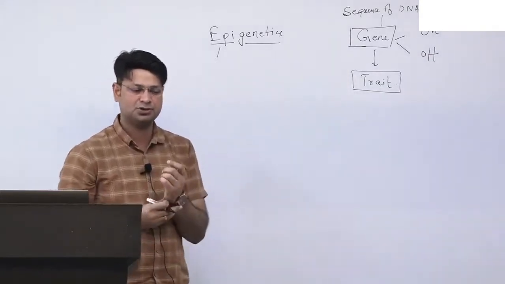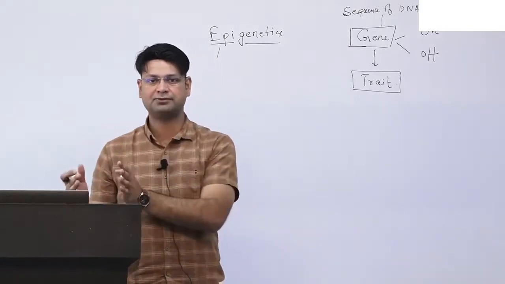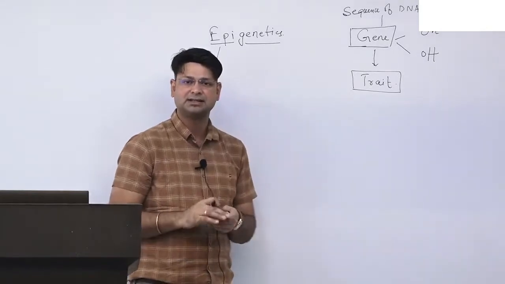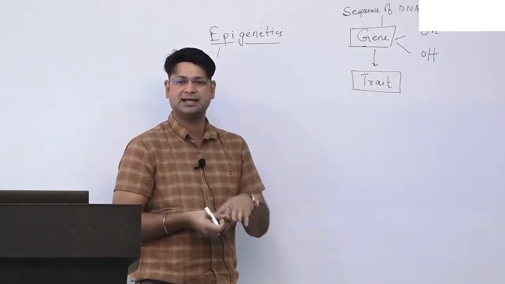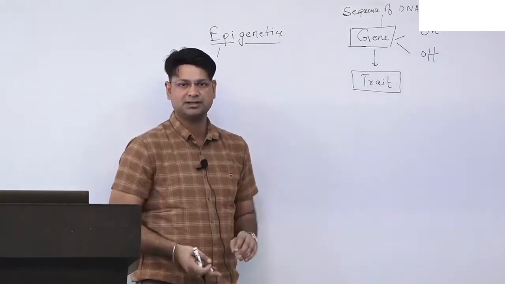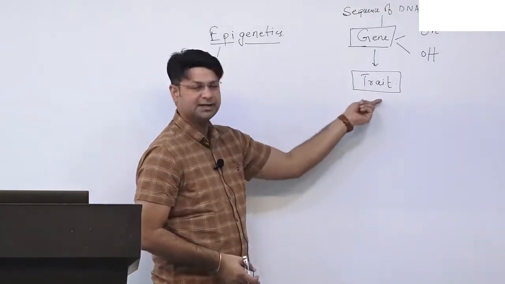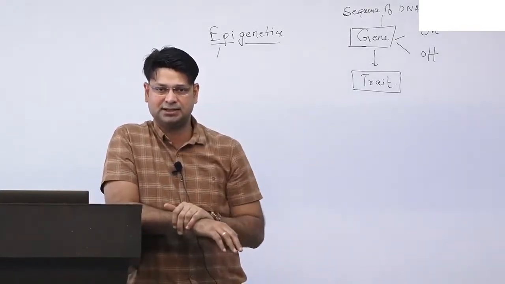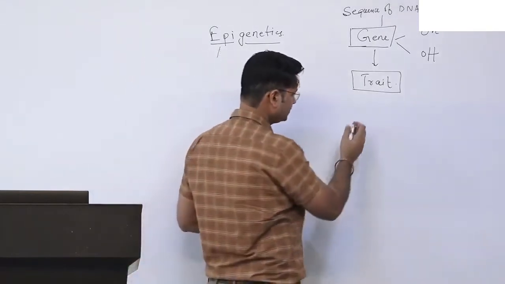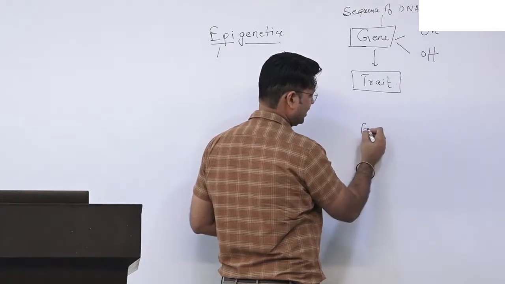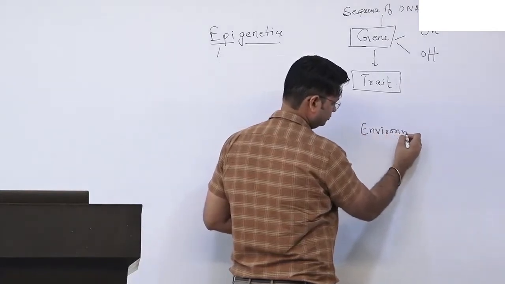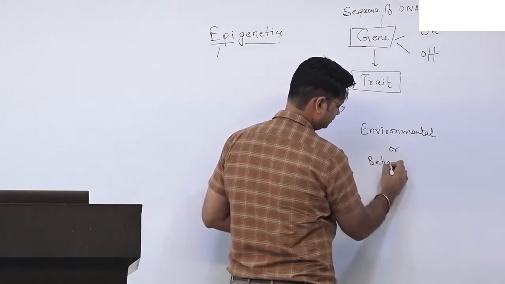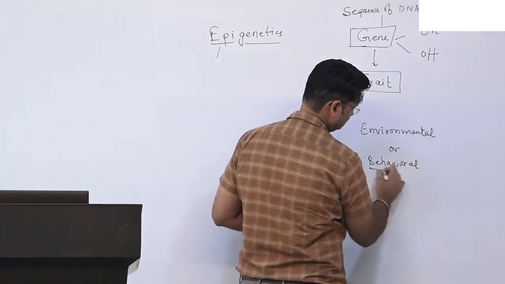In simple language, if I say that your software determines your hardware, that is what you normally say, right? But there are certain other factors that can influence that software. That software will not represent the same hardware every time. So a gene may not be responsible for the same trait every time. There can be other external factors, other than the coding, right? These external factors can be environmental or behavioral factors, right?